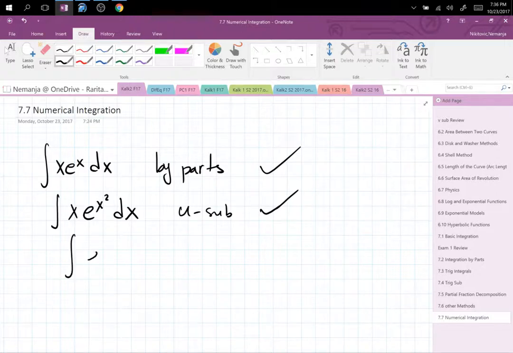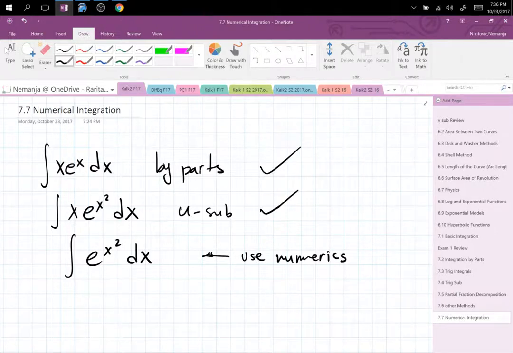And then we take a look at this one. This one cannot be done by any of the methods that we learned in this class. So we want to solve this one using numerical methods. We say use numerics.